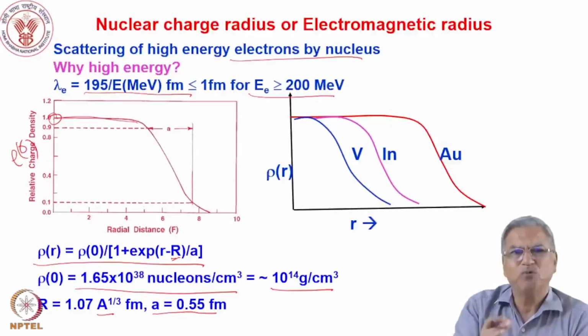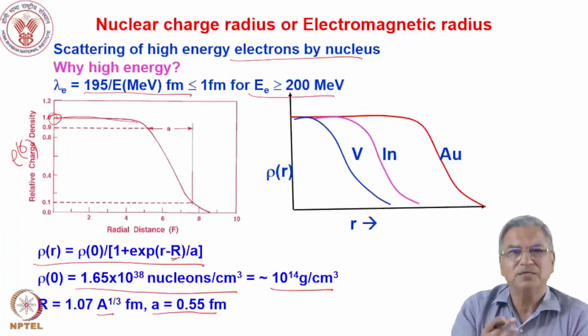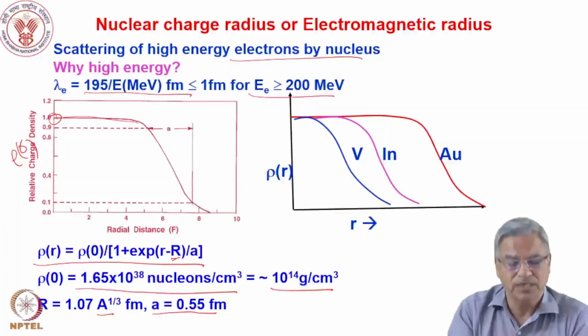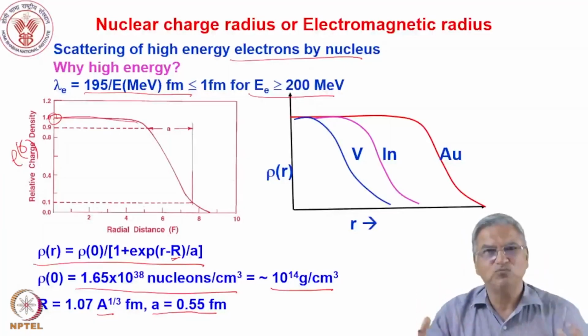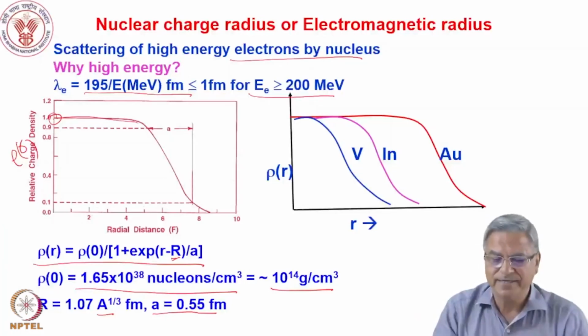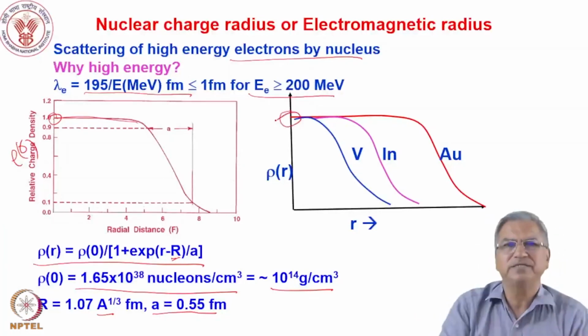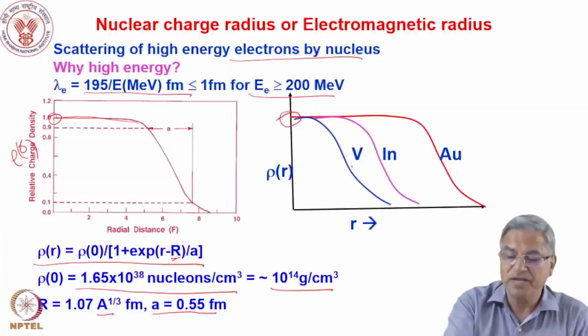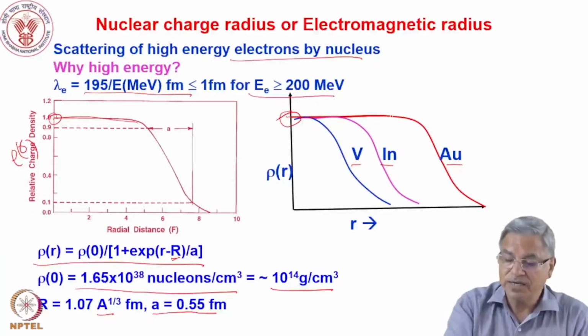So these were very important observations which described how the nucleons are distributed in the nucleus. It is like you have a hard sphere, but there is a diffuseness on the surface. Another important observation was that the central density was constant irrespective of the different materials that were studied. For example, vanadium, indium, gold, the nuclear density is the same. Only the radius will change.